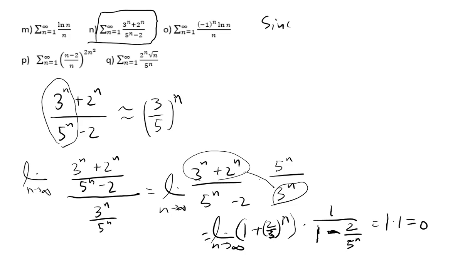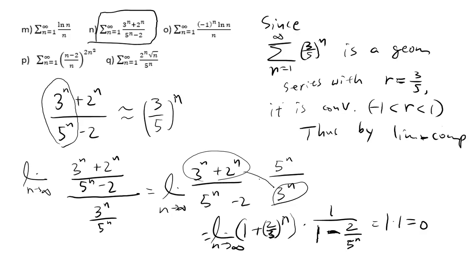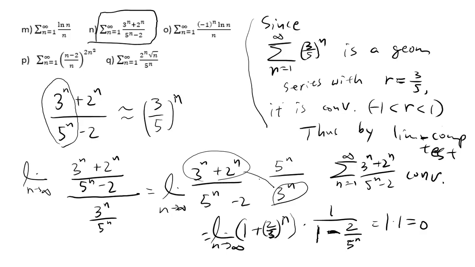And then we say, since the sigma of 3 over 5 to the n, from 1 through infinity, is a geometric series with r equals 3 over 5, it is convergent, because r is between -1 and 1. Thus, by limit comparison test, the sigma from n equals 1 through infinity of 3 to the n plus 2 to the n over 5 to the n minus 2 converges. Okay, so that's our answer.